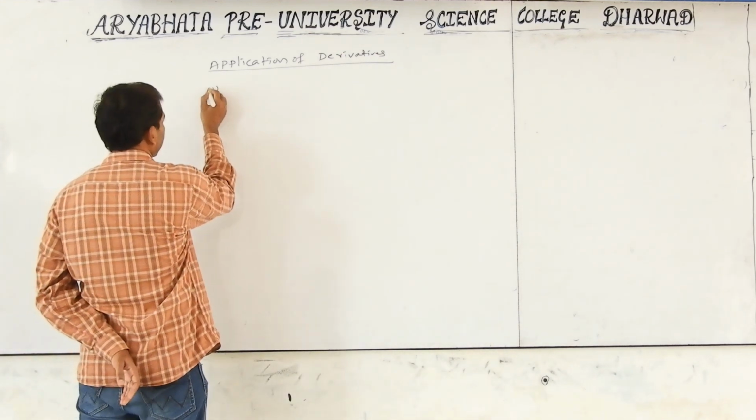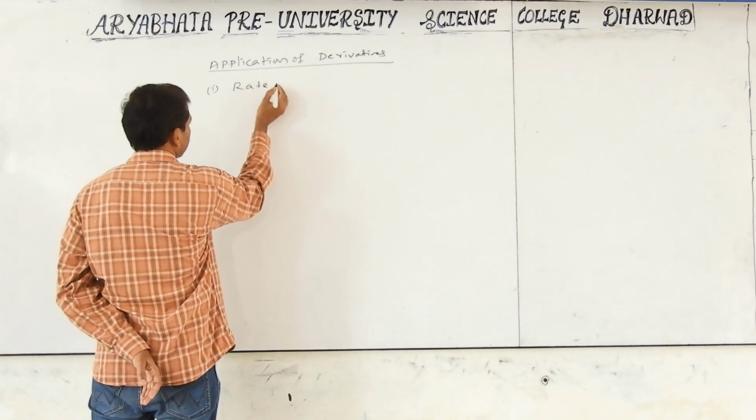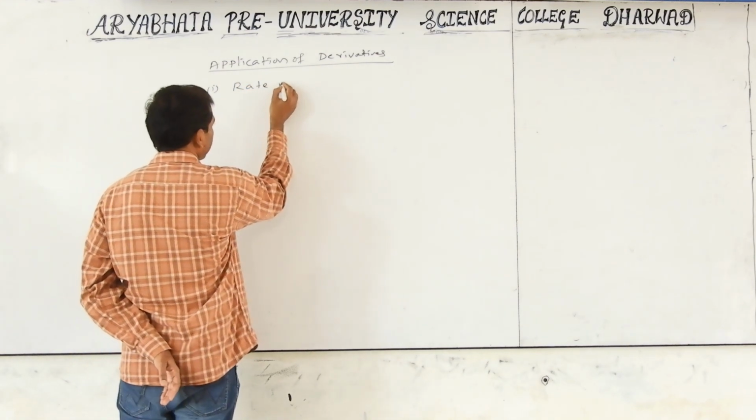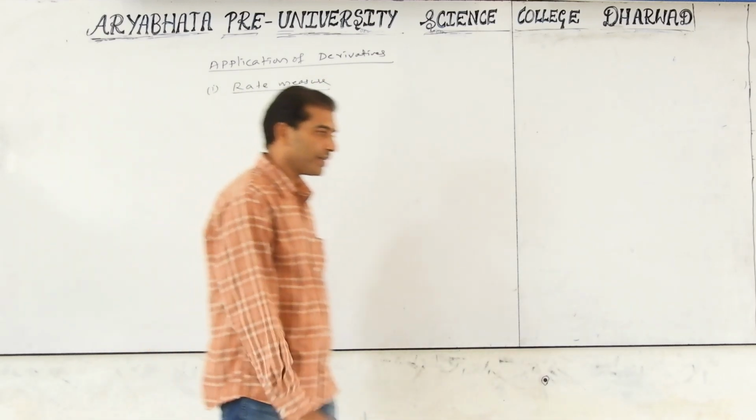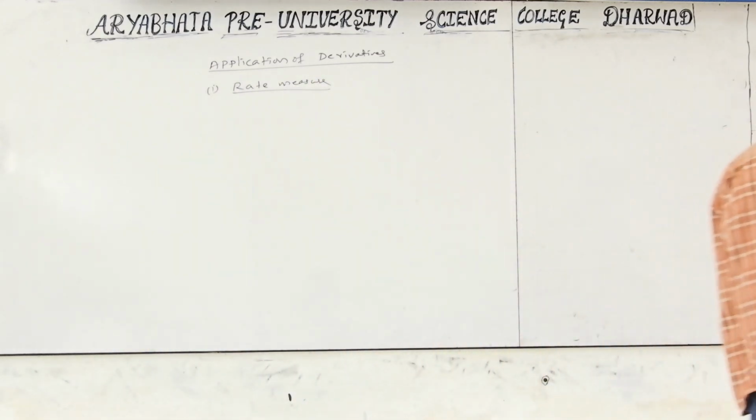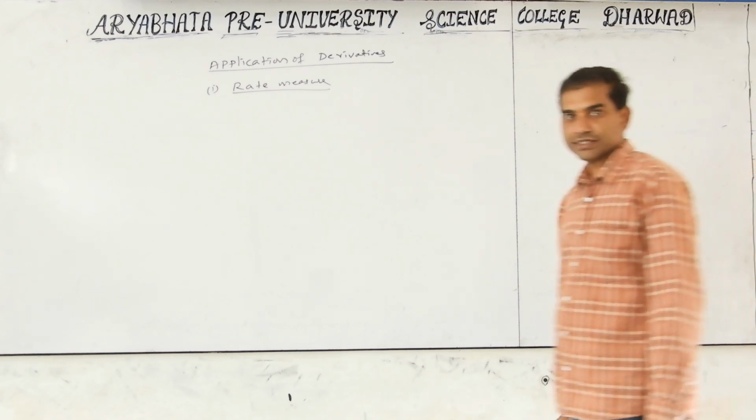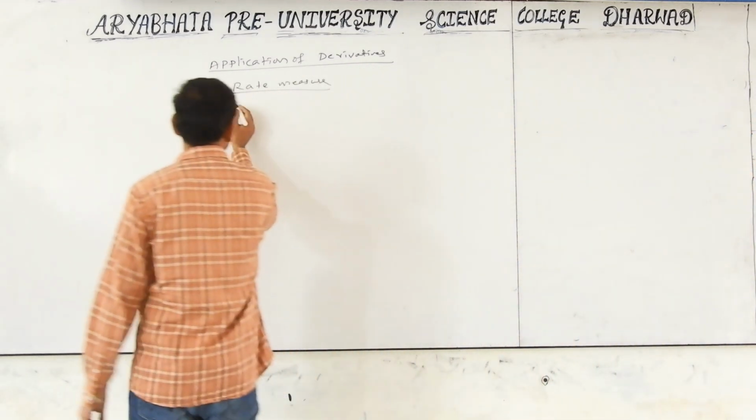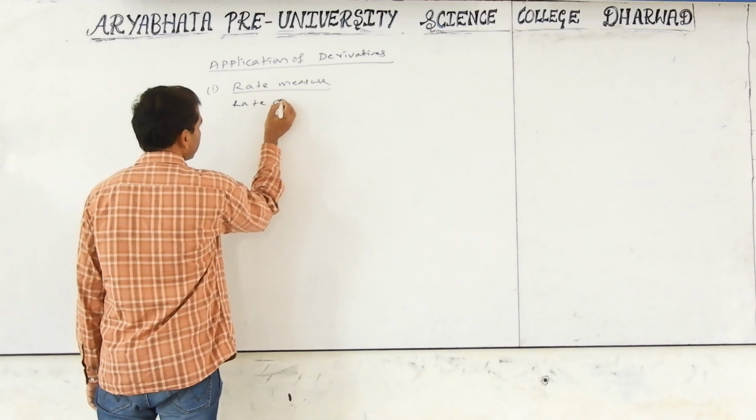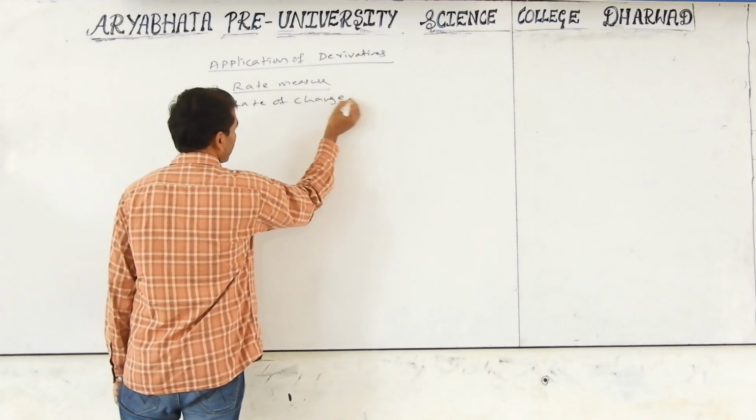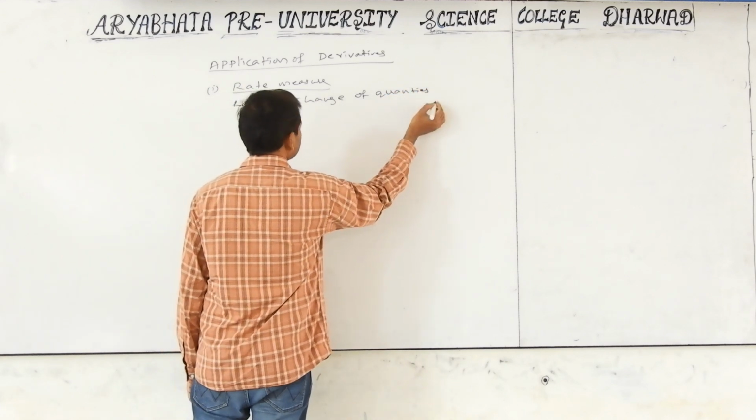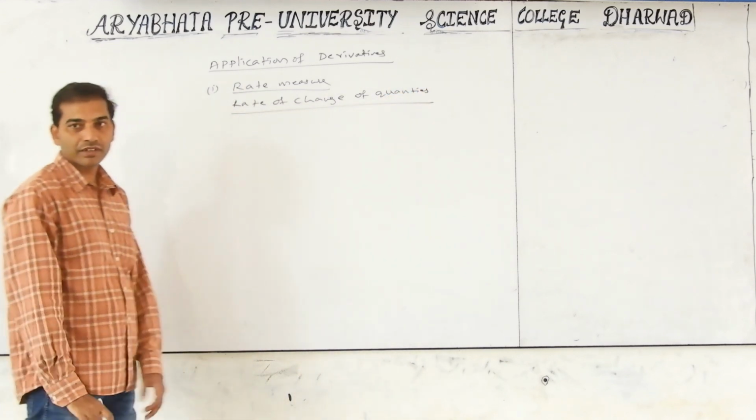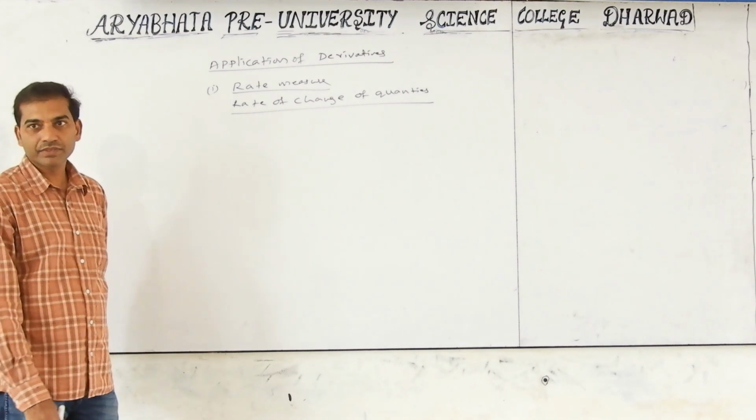The first topic here is rate measure. Its other name is the rate of change of quantities. Rate measure, or rate of change of quantities.